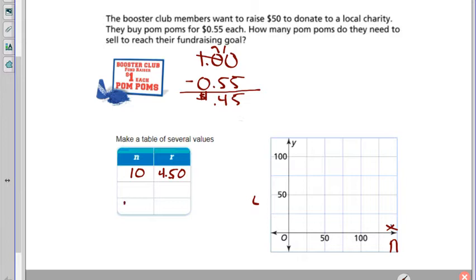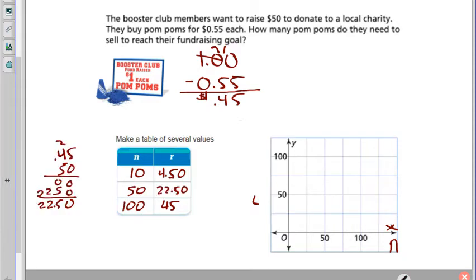And towards the end of things, I think I'll pick 100 because that's easy also. That would give me $45. And maybe something in between, how about 50? That's in between. And in that case, I would profit $22.50 for our good cause.